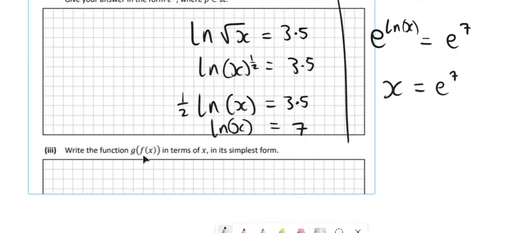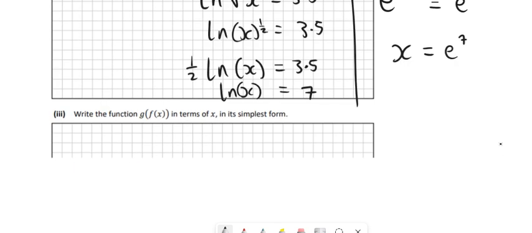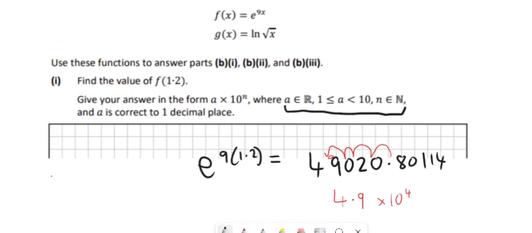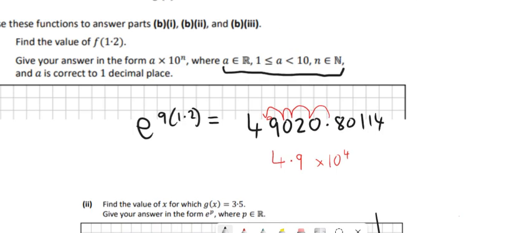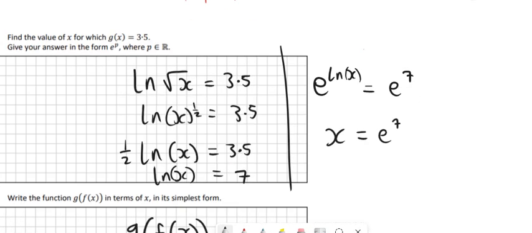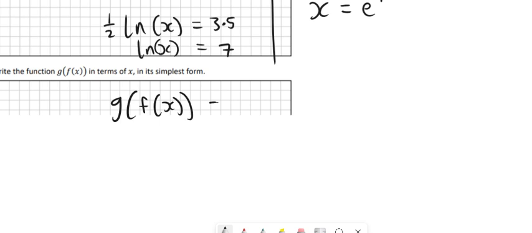Alright, so write the function g of f of x in terms of x. So g of f of x means we're putting the function f of x into the g of x function. So I'm taking the e to the 9x and putting it in instead of x in there, and that will give me ln of root e to the 9x, because the root is in there.